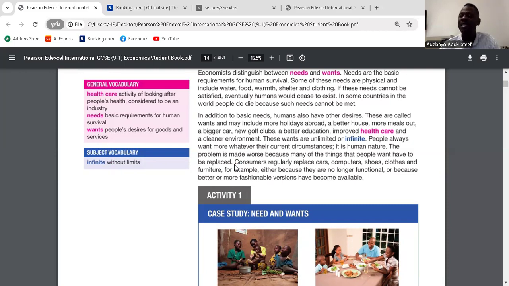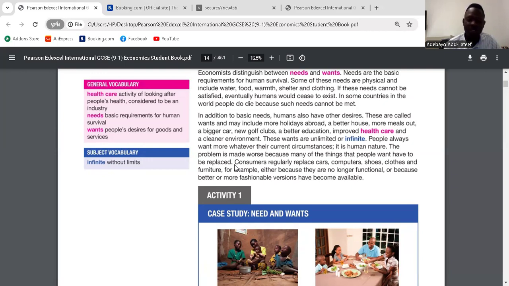Needs are things our living depends on. Wants are what we desire. It's only when we have the money that we buy them, so they are discretionary. Wants are infinite, unlimited. The needs are limited. Do you understand?